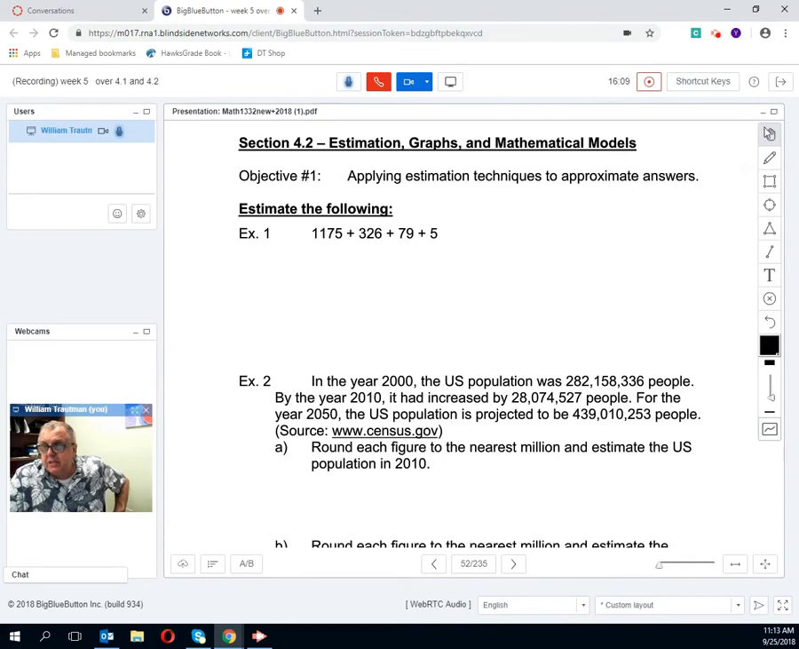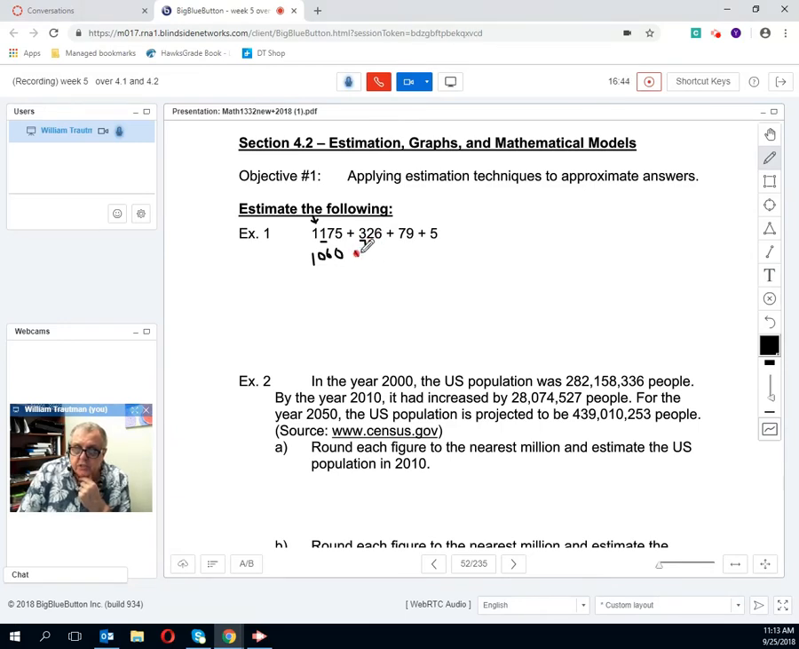4.2, estimating. There are different ways that we estimate. When they just say apply estimation techniques to the following answers, if they don't tell you what you're estimating to, the hundreds or the thousands or anything, you always estimate to the leftmost digit. See, 1,175, if you look to the right, it's 4 or less, so this estimates to 1,000. This estimates to the whole number to the left.